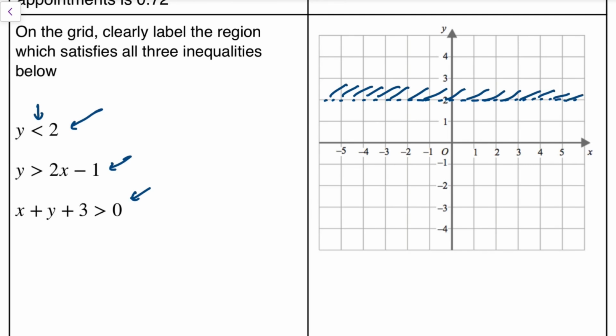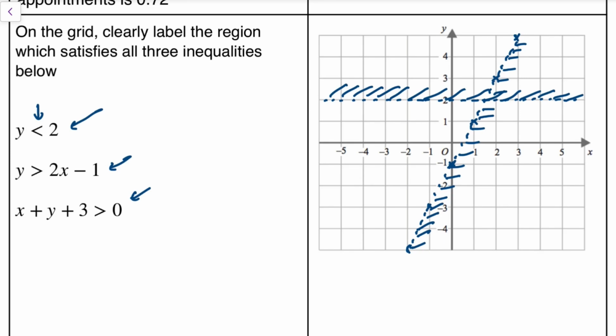Y is greater than 2x minus 1. Now I know this goes through minus 1, which is here. I know it has a gradient of 2, so I use my scale carefully, and that's going to give me a line that looks something like this, again dotted. And I want, let me draw it first, I want all values that are greater than, which means I don't want any values that are below, because the below is underneath the line or less than.